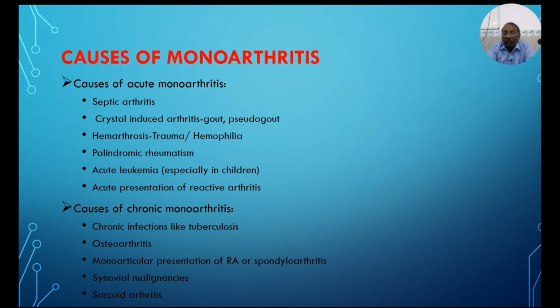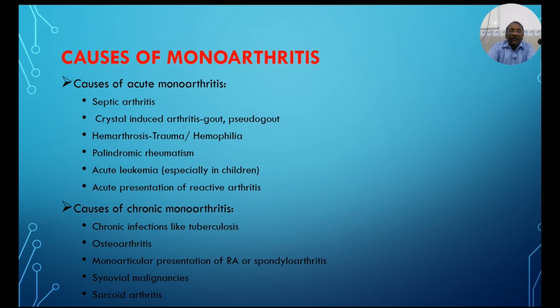Osteoarthritis, monoarthritis is also very common. Osteoarthritis of the right hip, osteoarthritis of the left hip, osteoarthritis of the right knee, left knee, etc. So some people may have bilateral arthritis. Monoarticular presentation of rheumatoid arthritis or spondyloarthritis in the beginning. So all the polyarthritis, they begin like monoarthritis. In due course, they will become oligo and then poly.